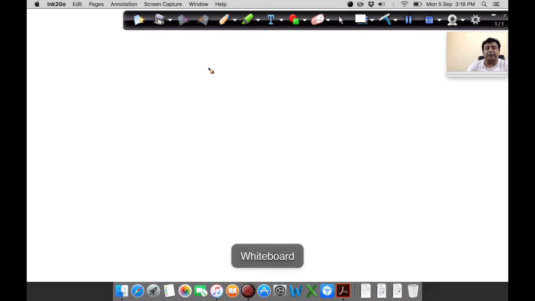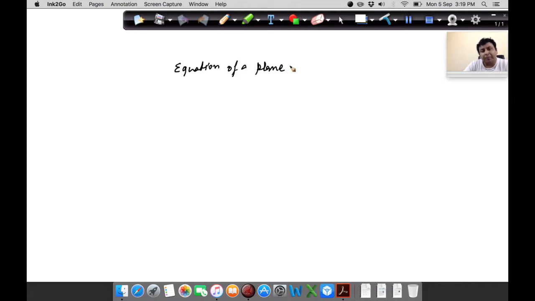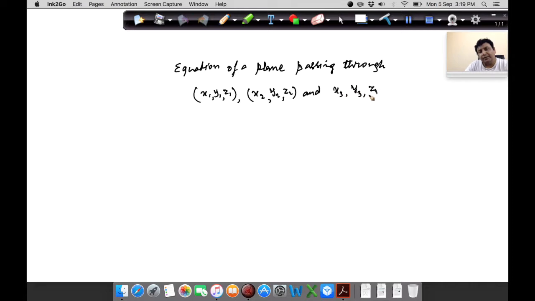So I should tell you a shortcut directly. Equation of a plane passing through three points (x1, y1, z1), (x2, y2, z2) and (x3, y3, z3) is given by x minus x1, y minus y1, z minus z1.